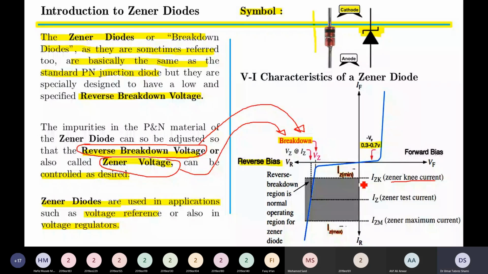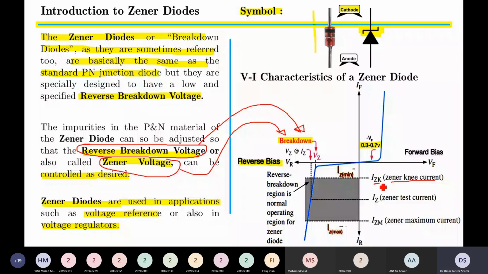On the y-axis, in the third quadrant, IZK represents the Zener knee current. It is the essential and mandatory reverse bias current required to maintain Zener voltage. And then there is IZM, which is the Zener maximum current. The region between IZK and IZM, the shaded region, is called the Zener diode's reverse breakdown region, and the Zener diode operates normally inside this region.